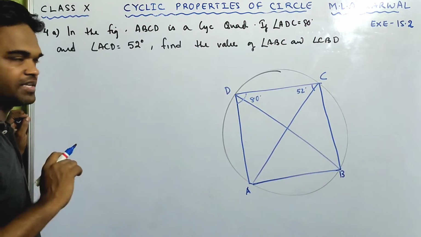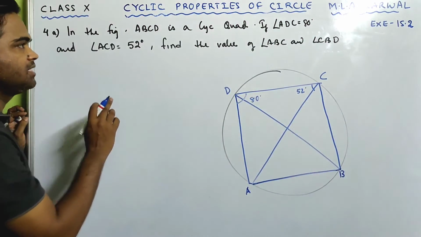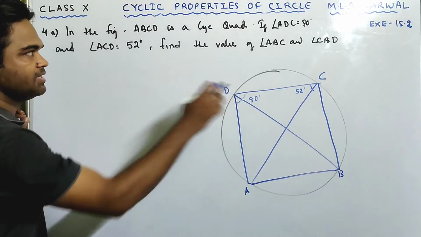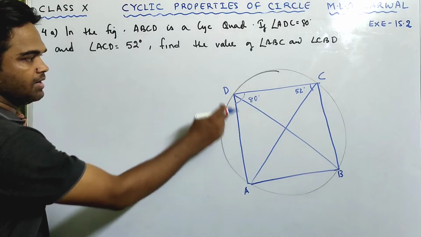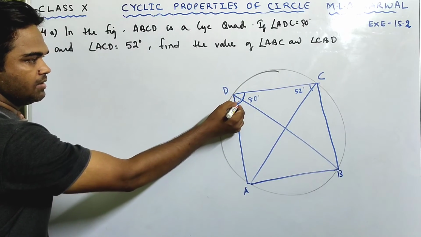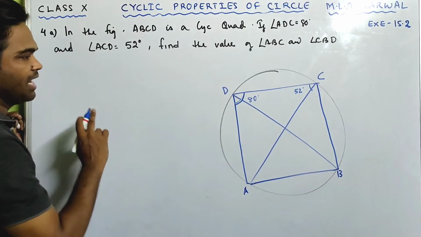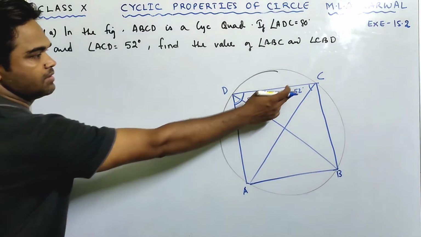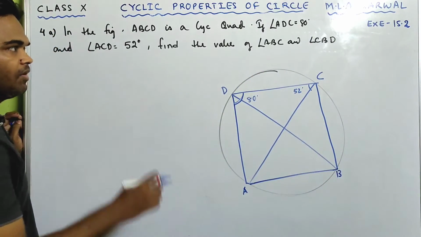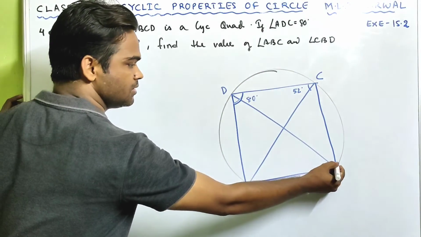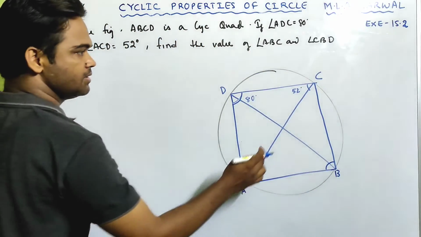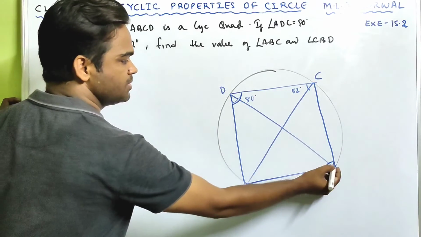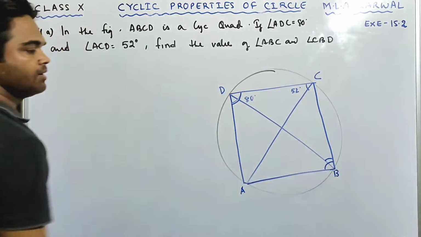Now look at 4 part A. In the figure, ABCD is a cyclic quadrilateral. If angle ADC, this entire angle, is 80 degree, and angle ACD, this one, is 52. Find the value of ABC, which means this angle. CBD, which means this angle, a part of that angle.